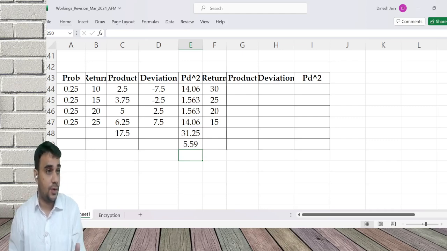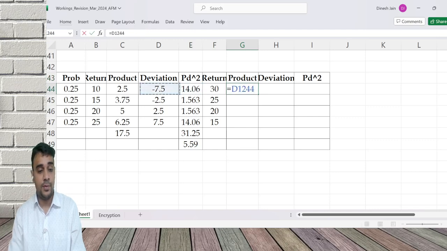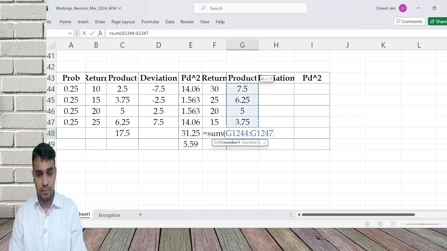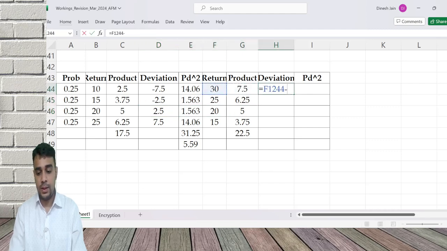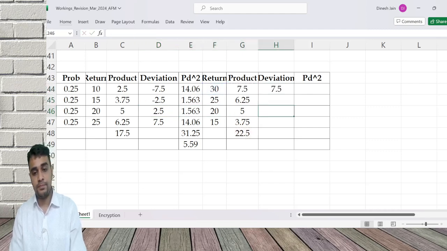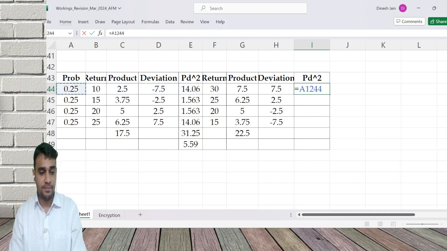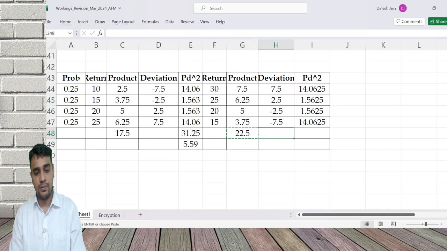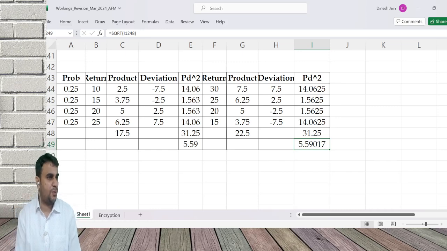Let's not discuss anything on this. Next comes this side. 0.25 into this. Deviation: return minus this number. Deviations are calculated. Probability into deviation into deviation. Both are having the same standard deviation, 5.59, 5.59.